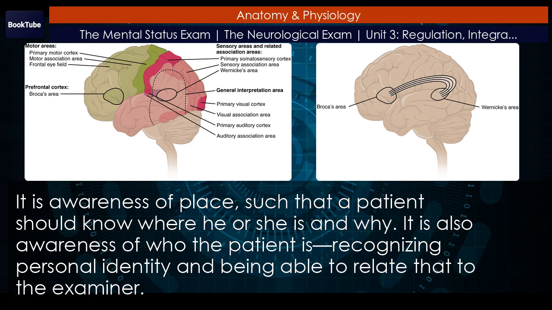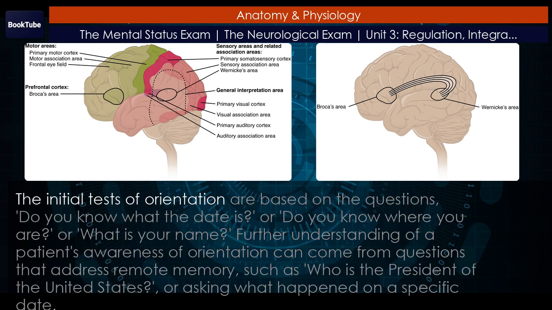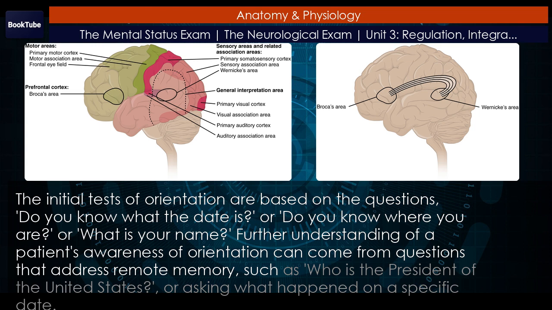The initial tests of orientation are based on the questions: do you know what the date is? Or, do you know where you are? Or, what is your name? Further understanding of a patient's awareness of orientation can come from questions that address remote memory, such as, who is the President of the United States? Or asking what happened on a specific date.